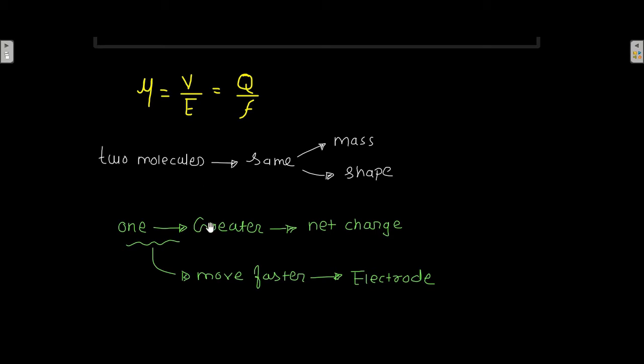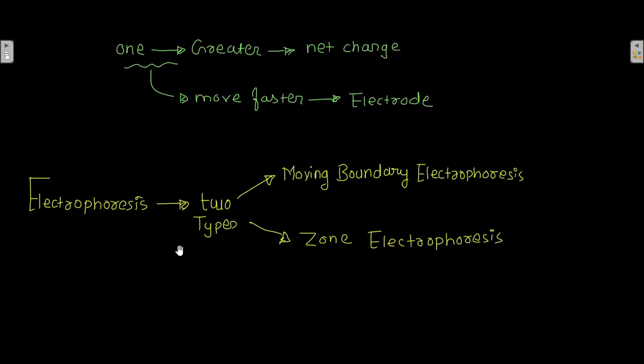Well, the molecule which has a greater net charge will move faster towards the electrode, and that is represented by this equation. Now, electrophoresis is of two types. The first type is moving boundary electrophoresis, and the second one is zone electrophoresis. Moving boundary electrophoresis and zone electrophoresis are the two types of electrophoresis.